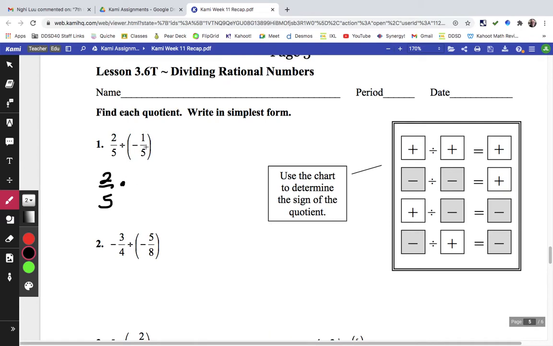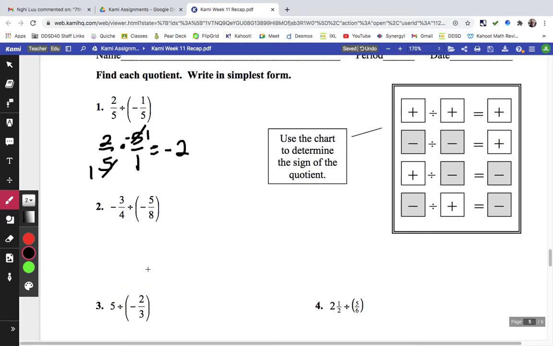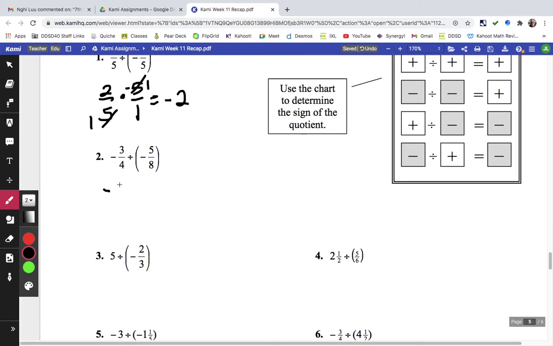So 2/5 times the reciprocal of 1/5, which is 5 over 1. We put the negative with the numerator. These cancel out to 1. So this is equal to -2. Next, -3/4 times 8 over 5. That's going to cancel out. And so we have a negative times negative is positive, so that's 6/5, which is equal to 1 and 1/5. And that's positive.